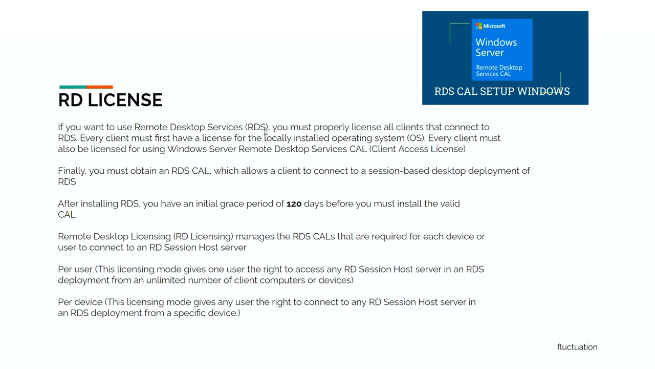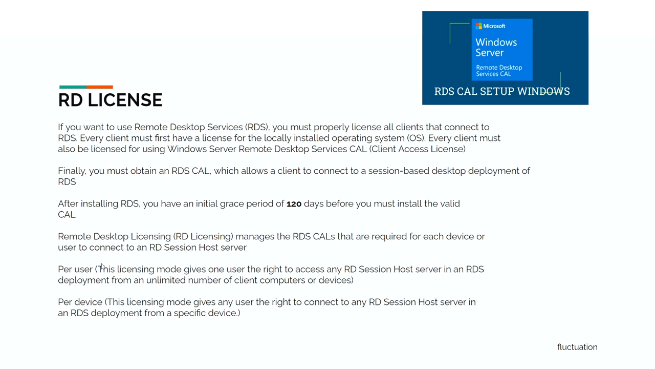If you want to use Remote Desktop, you must properly license all clients that connect to RDS. Every client must first have a license for the locally installed operating system, and every client must also be licensed for using Windows Server Remote Desktop Services CAL. And of course, you must buy an RDS CAL, which allows clients to connect to a session-based desktop deployment of RDS. After installing RDS the first time, you have an initial grace period of 120 days before you must install a valid CAL. Remote Desktop Licensing, RD Licensing, manages the RDS CALs that are required for each device or user to connect to an RD session host server.